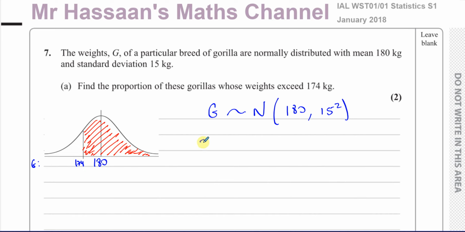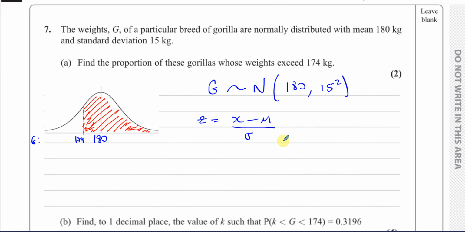And the way to standardize the score, Z, is called the standardized score. You take the value that you're trying to standardize, subtract the mean, and then divide that by the standard deviation, and that will give you your standardized score. So if I want to find the proportion, or the probability that the weight of the gorilla, which is G, is greater than, in this case, 174 kilograms.